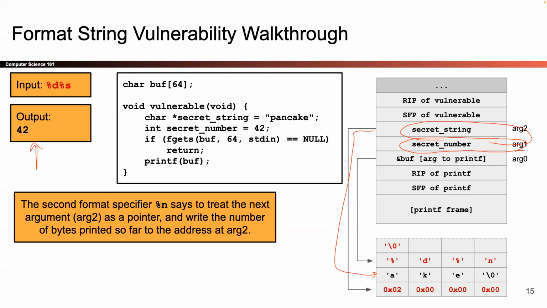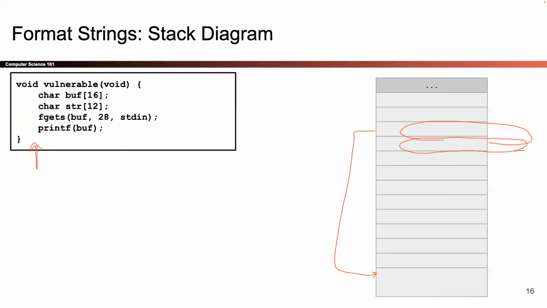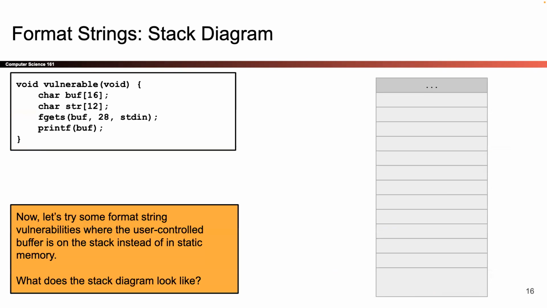Okay. So the output is just 42, but now I've taken parts of memory that I was not intending to change. And suddenly that string pancake, somehow some of it got wiped out with the number 2 because of this %n. Okay. Mysterious function. Let's try to start using it for evil. So to use it for evil, I'm going to use this picture. And the difference here is that I've decided to put the buffer on the stack instead of the heap, or instead of static memory. So just like always, we can draw the stack diagram.